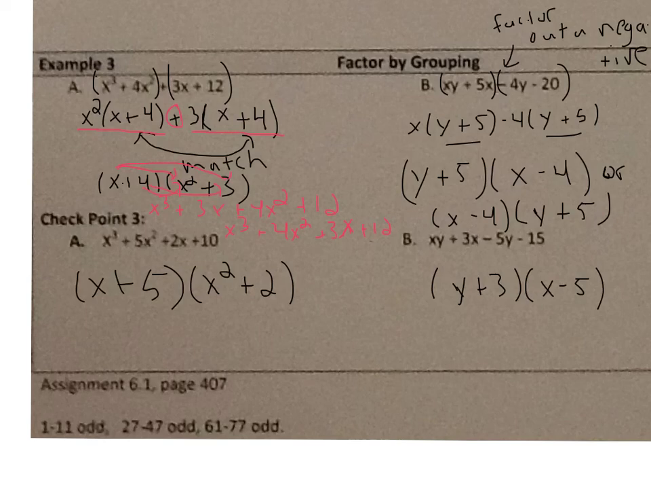Now, the assignment down here is wrong. I will give you the assignment. Don't use that assignment. I'll give you an assignment in class tomorrow. So that is all for factoring out the greatest common factor and factor by grouping. I will see you in class.